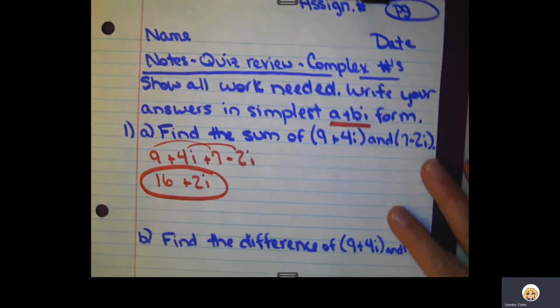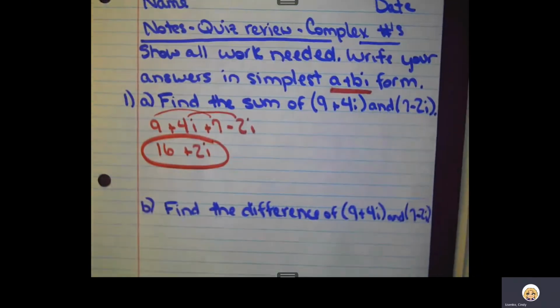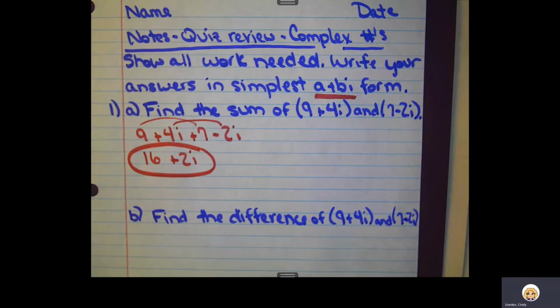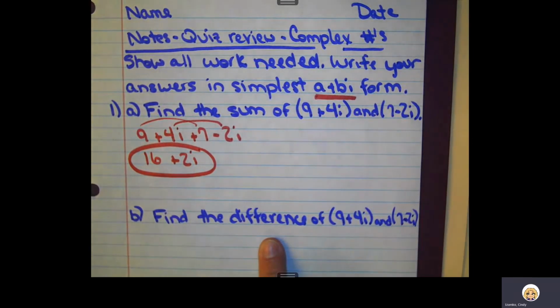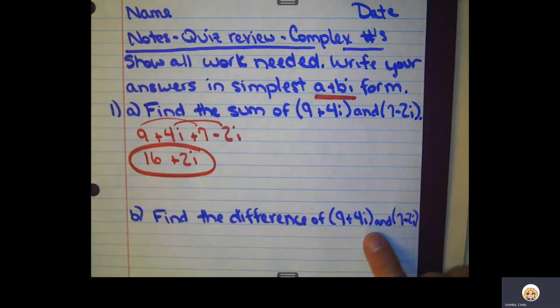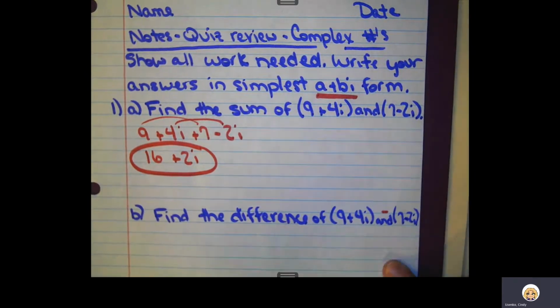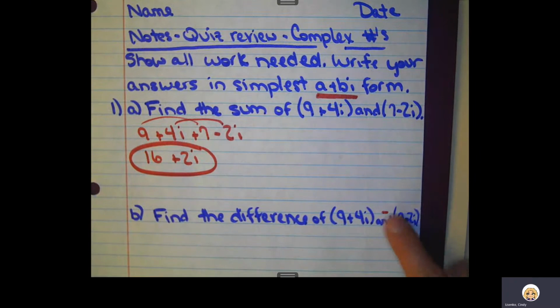Example B. So remember, on the quiz, you will see one of these 2. Same question, but this time I put find the difference. So if you could write that down, pause the video if needed. Difference means we're going to subtract. So what we're going to do is this little minus is going to be distributed to both of these terms.